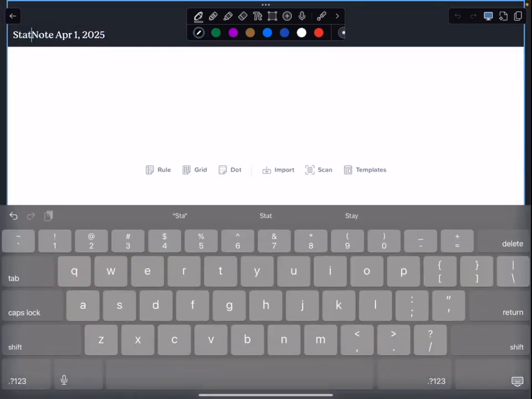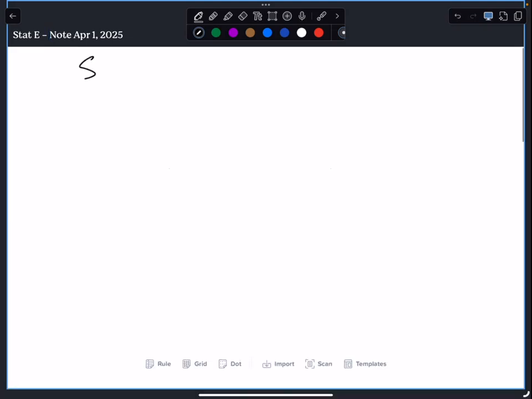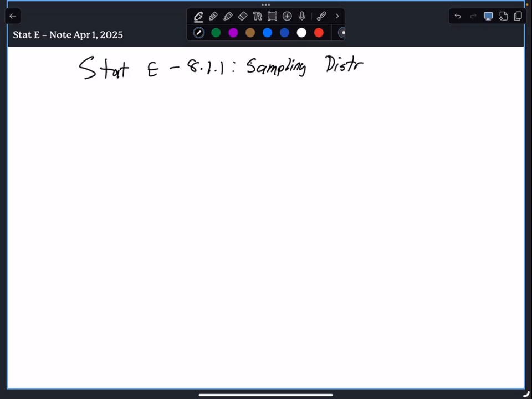So Stat E. (8.1.1) Sampling distribution of sample proportions.